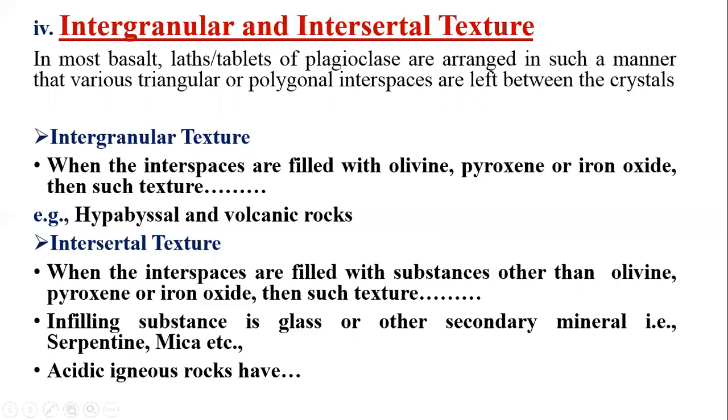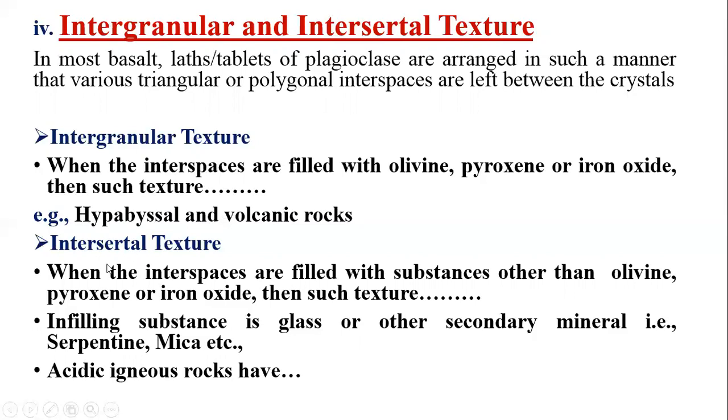Now, if these interspaces that have been left due to the arrangement of laths or tablets of plagioclase are filled with olivine, pyroxene, or iron oxide, then such texture is termed intergranular texture. And intergranular texture is possessed by hypabyssal and volcanic rocks.